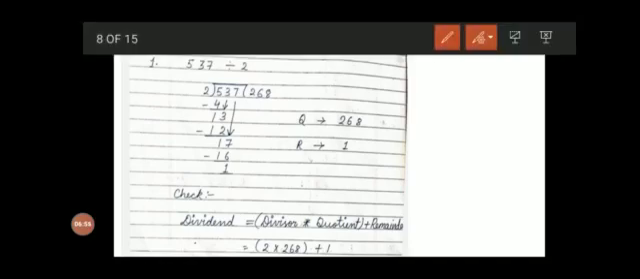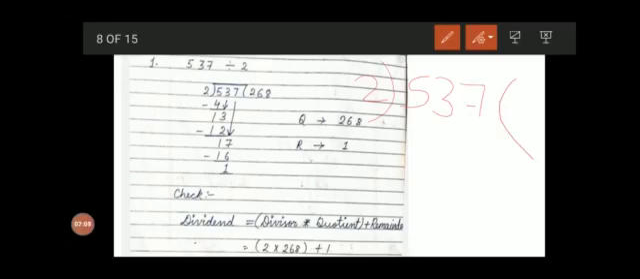Now move to the next exercise, 32. In exercise 32 we have to divide. So here we have to divide 537 divided by 2. As we know, 2 is a one digit number, so we will divide only 5.